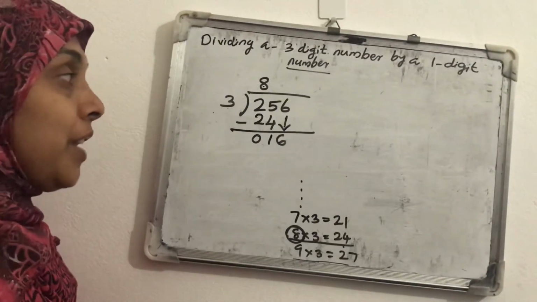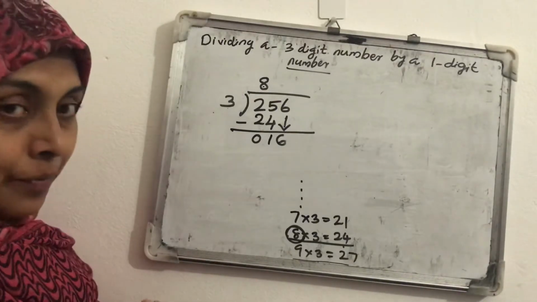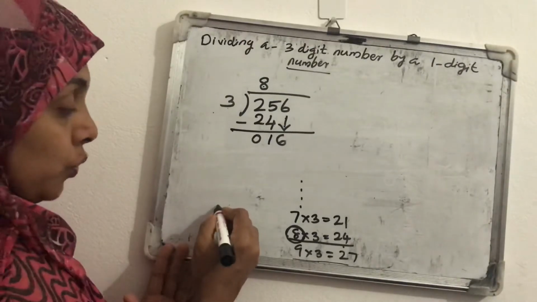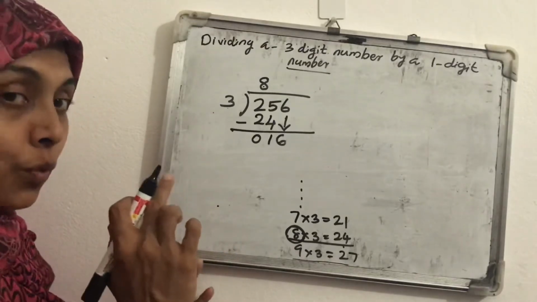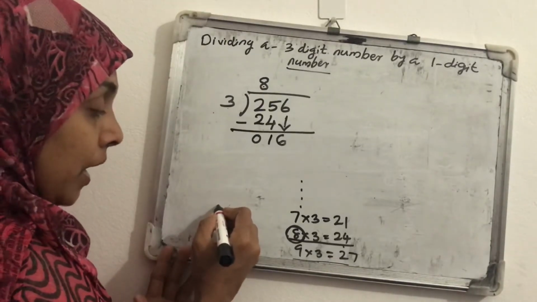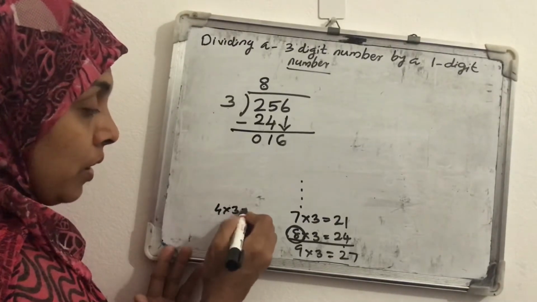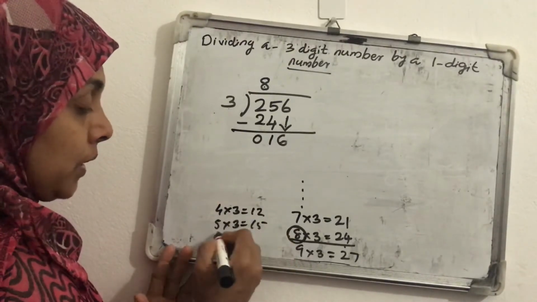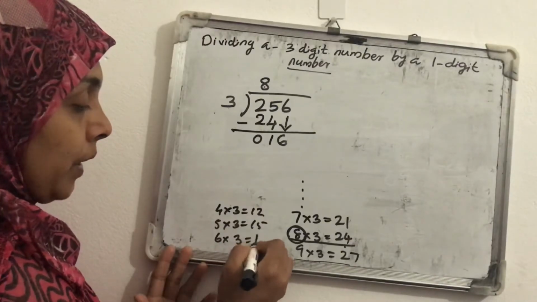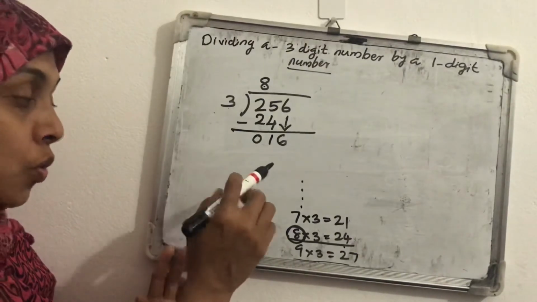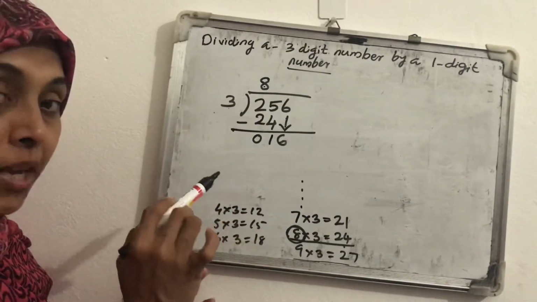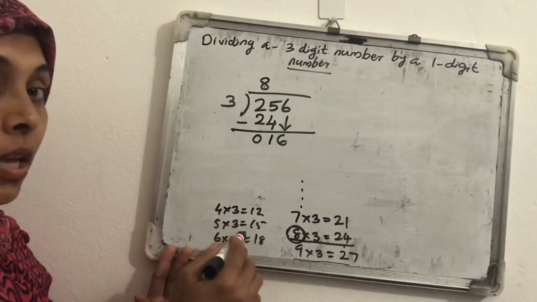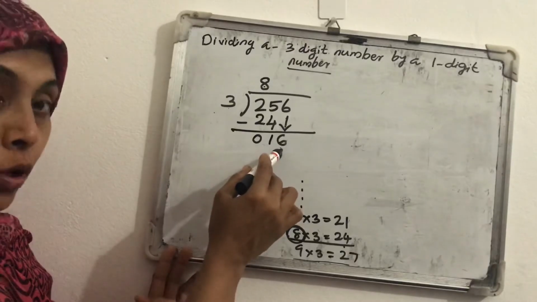Then we are finding 16 divided by 3. What will be 16 divided by 3? We know 1 into 3 is 3, 2 into 3 is 6, 3 into 3 is 9, 4 into 3 is 12, 5 into 3 is 15, 6 into 3 is 18. So which number do we want to take? Which multiplication factor do we want to take? 6 into 3 or 5 into 3? It should be less than or equal to this.